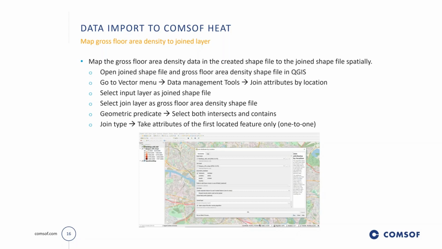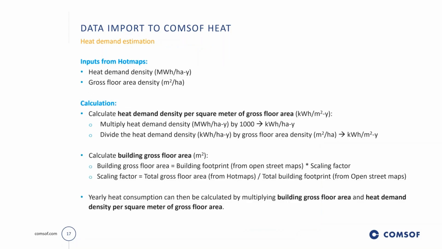Now we can see how to estimate the heat demand based on this data. For heat demand estimation, we have two inputs we exported from Hotmaps. One is heat demand density and the second one is gross floor area density. As I said, heat demand density is in megawatt hour per hectare per year, so it's heat consumption per hectare per year. And gross floor area density is the heated gross floor area, which is in meter squared per hectare.